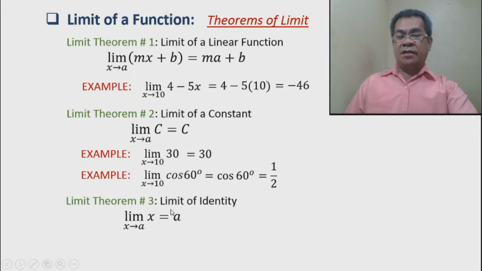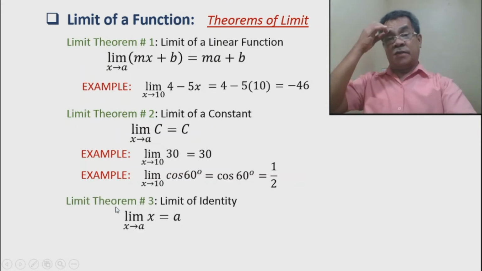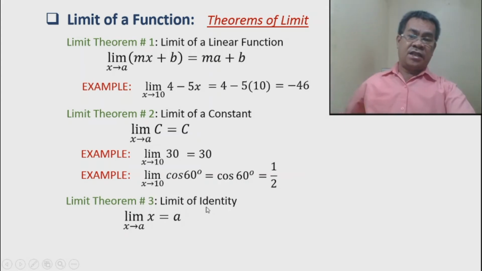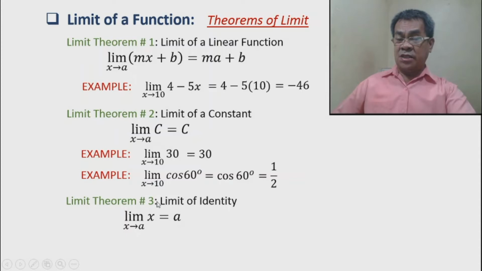Okay? Then, another theorem is theorem number 3, the limit of identity. Identity means one. This is the same as the domain. So x is the function, y is equal to x. And we evaluate the limit of the function x as x approaches a. The answer is a. So the identity, if you evaluate that, is the same as a. For example, what is the limit of the function x as x approaches negative 7? The answer is negative 7.